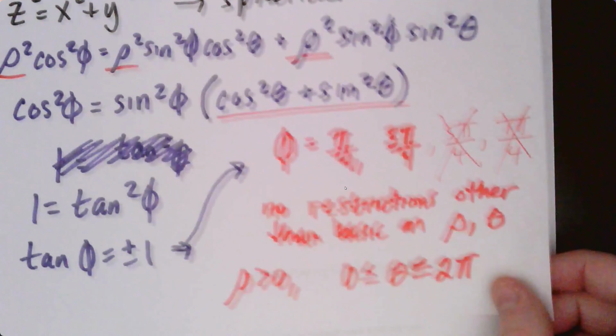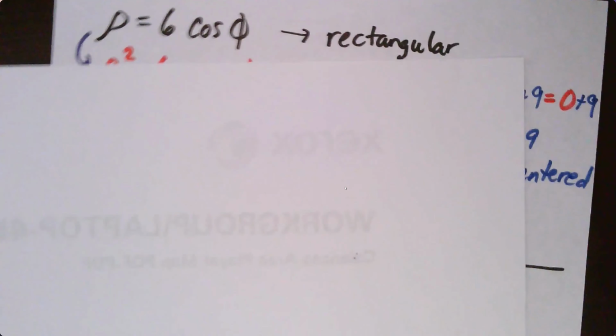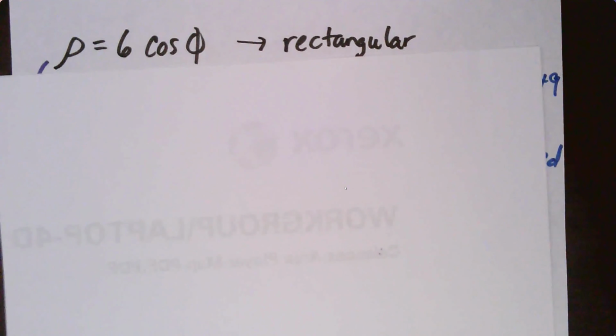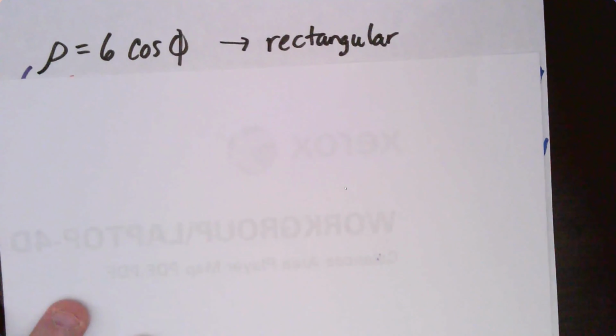So that's one way of looking at that one. Let's take a look at another problem in this section. It's a little bit more clever, a little bit more challenging. We have rho equals 6 cosine phi, and we want to write this in rectangular coordinates.